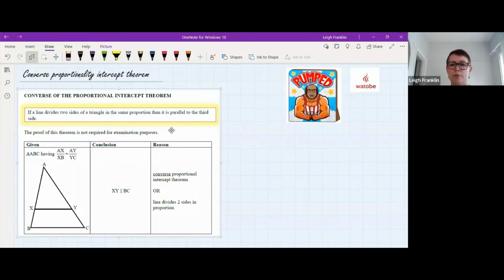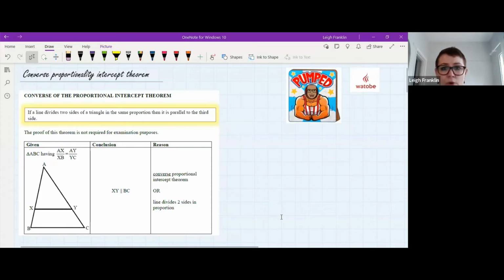Okay, can you see, Matrix, how that's the complete opposite of the proportionality intercept theorem? The proportionality intercept theorem says to us, if there is a line that is parallel to the third side of a triangle, then that line cuts the two sides into the same proportion. The converse proportionality intercept theorem says to us, if we have a line that divides two sides of a triangle into the same proportion, then that line must be parallel to the third side. So it's the exact opposite.